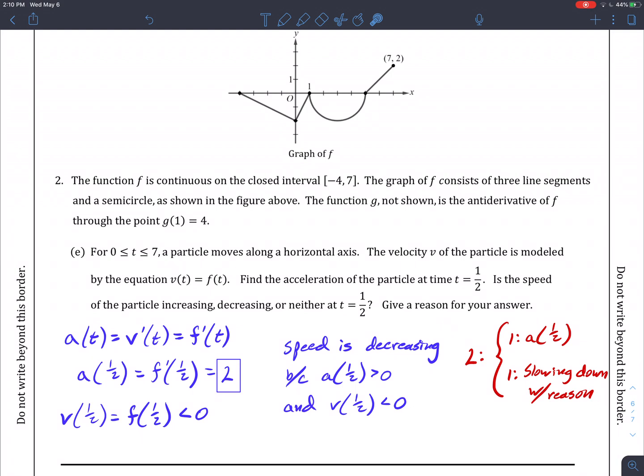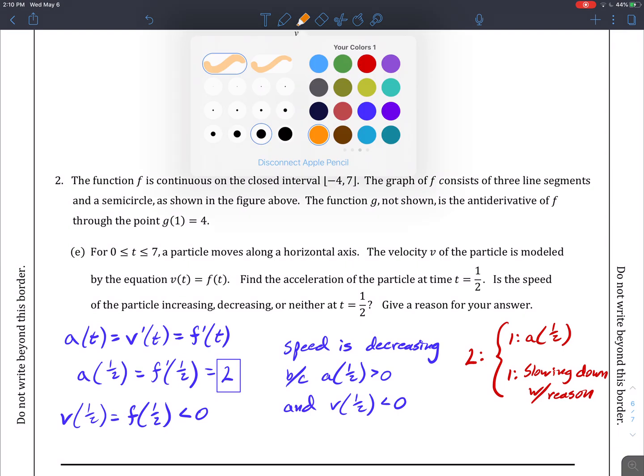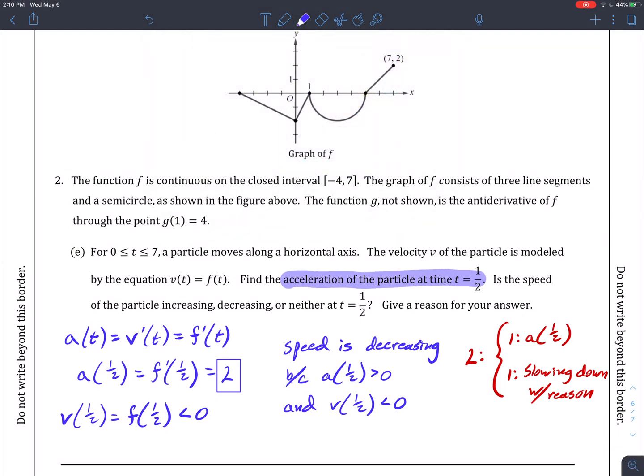Okay, so acceleration is the derivative of velocity. The derivative of velocity, if velocity is defined as f of t, would be f prime of t. So a of 1/2, which is what they ask for, the acceleration at time 1/2, would have to be f prime of 1/2. So the derivative of f at 1/2 is clearly the slope of this line right here. So up 2 over 1, the slope is 2. So the acceleration at 1/2 is +2.